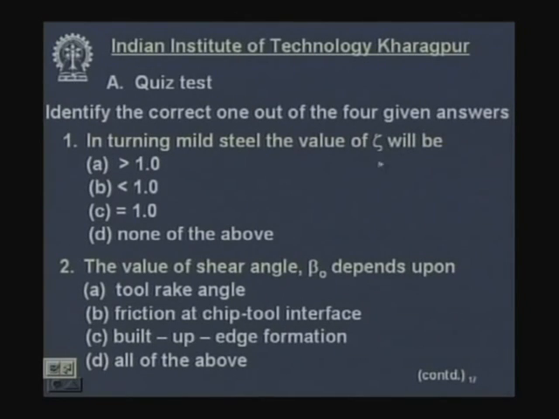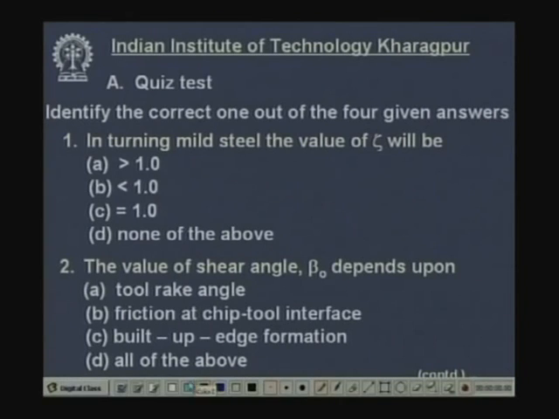Zeta, you remember that zeta is A2 by A1, thickness of the chip after cut over thickness of the chip before cut, and this is greater than 1, because this chip forms because of compression. The chips undergo compression, which increases the thickness. So, this will be greater than 1. So, this is the correct answer.